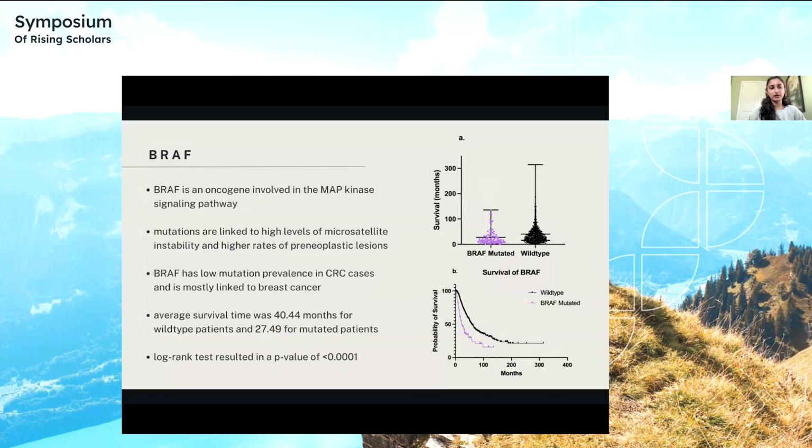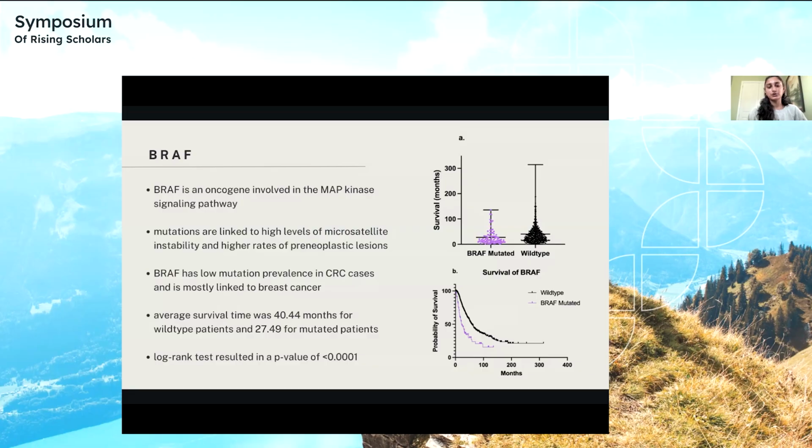My third gene was BRAF. BRAF is an oncogene that's also involved in the MAP kinase signaling pathway the same way KRAS is, but BRAF has already been found to have a common prevalence in breast cancer cases, and it has been linked to that. It's also linked to high levels of microsatellite instability, which can determine whether or not cells are prone to overgrowth, and whether or not they're able to regulate their own growth.